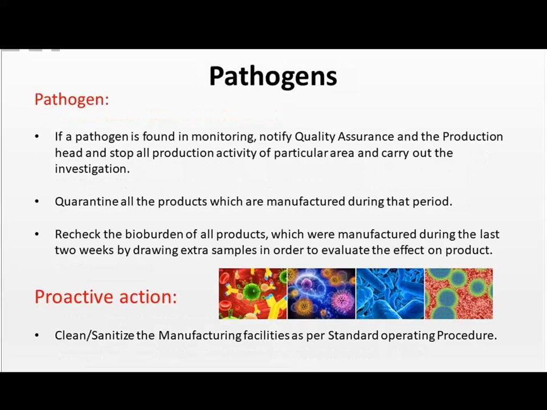Now, these were establishing alert and action levels for non-pathogens. If a pathogen is found in the monitoring, definitely, immediately, of course, notify quality assurance. And once they find a pathogen, they are going to stop manufacturing, and they're going to carry out an investigation.